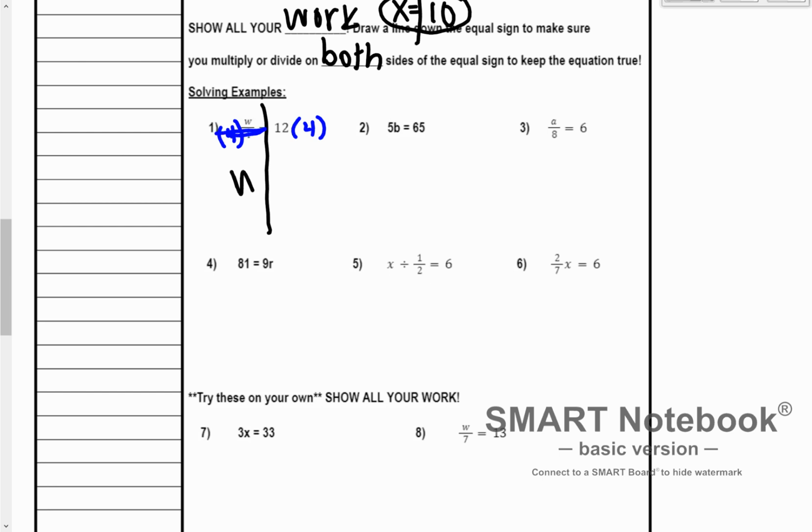We're just left with W equals. And 12 times 4, and you can use a multiplication chart for this. This is on a chart. 12 times 4 is 48. Last step, circle your answer.